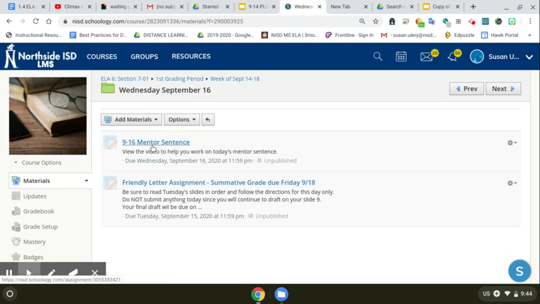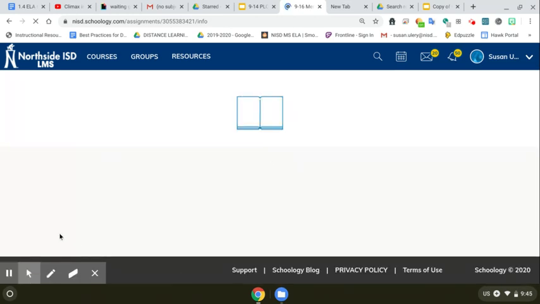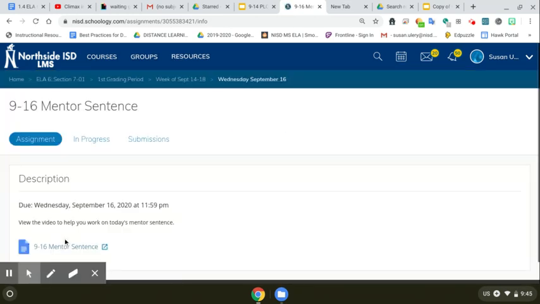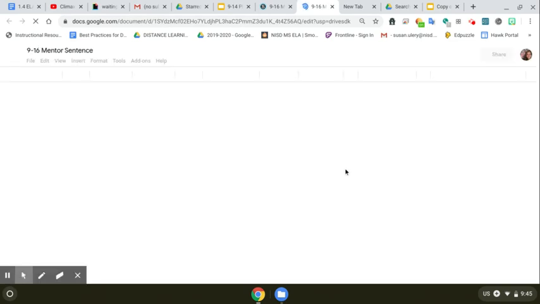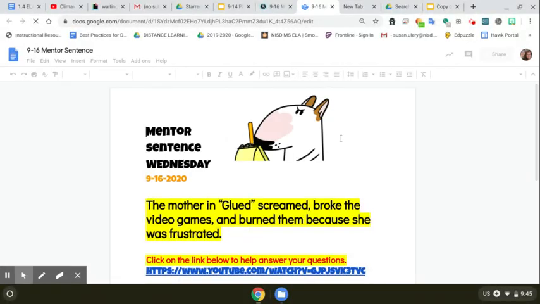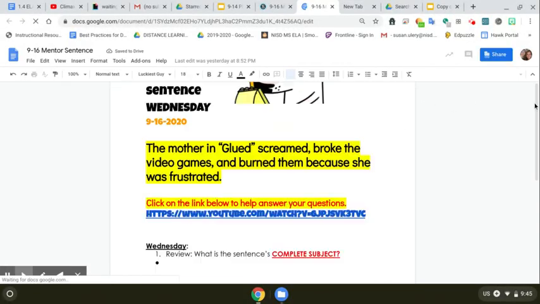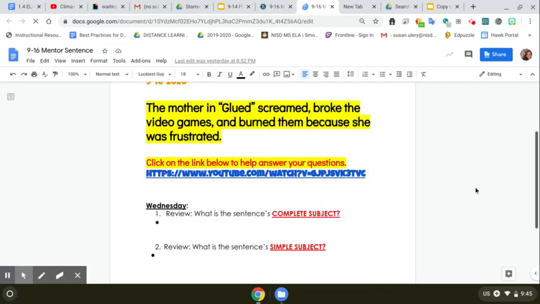So here we are in Wednesday. Okay, so you're going to click on the mentor sentence, and you're going to go ahead and work on this, and you will turn this in so that I can go over it. And the assignment is in here in your Schoology. And I know it takes a little bit to load up. So here it goes. Here's the date up here, Wednesday. Same sentence that you've had since Monday, different activity. Be sure you click on the link right here to help answer your questions for today.